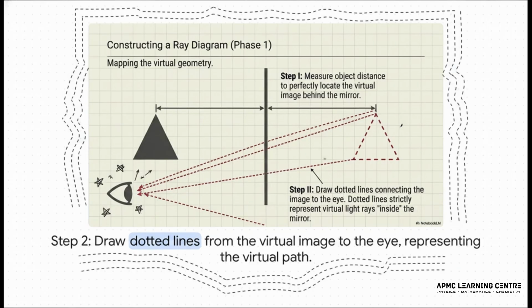Step 2, now we draw the path that our brain thinks the light took. You draw perfectly straight lines from that virtual image point directly to the observer's eye. And you must use dotted lines here. That's the convention to show this is a virtual path. No actual light is traveling along it.